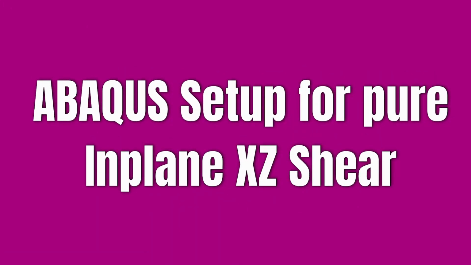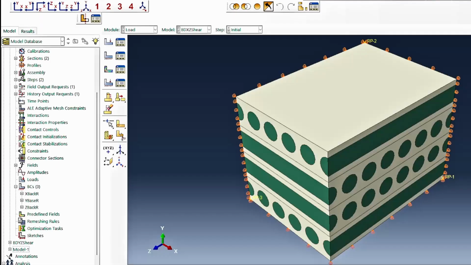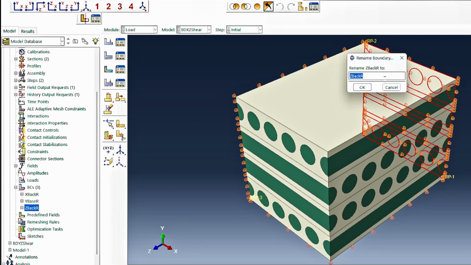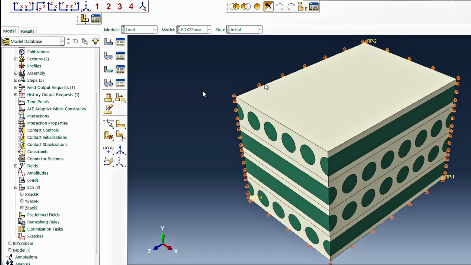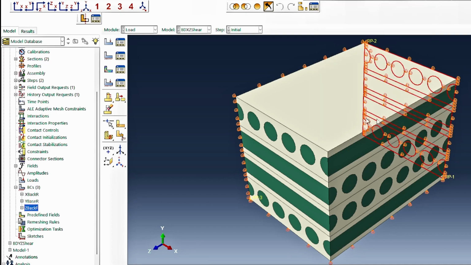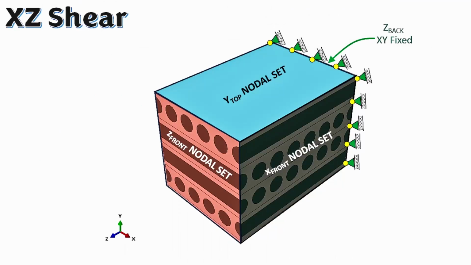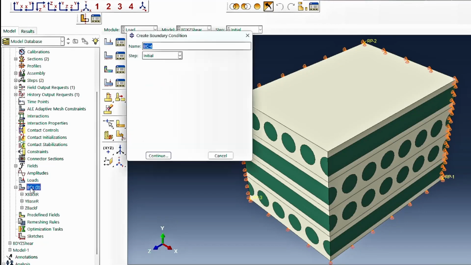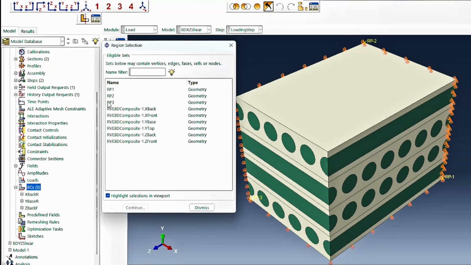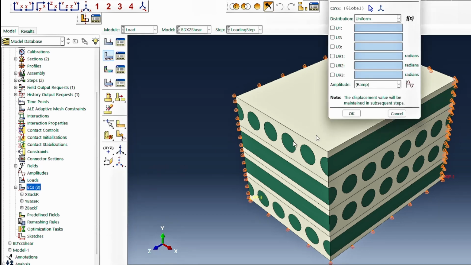So with the XZ shear, the first thing is the Z back. So we look at the Z back. So I'm going to rename this Z back fixed, and with the Z back fixed, we are constraining in the X and Y direction. Okay, so Z back is fixed. Then the next thing we need to do is the reaction point 1 pulled in the Z direction. That's our load, and it's going to be an initial boundary condition, and that will be reaction point 1. And with that, we are pulling in the Z direction, and it will be minus 14.